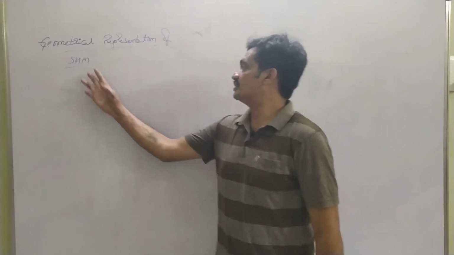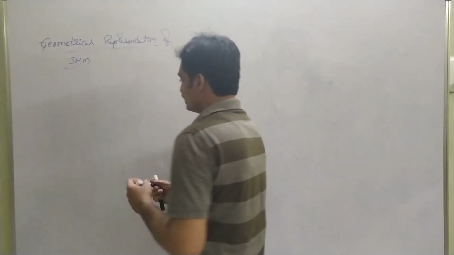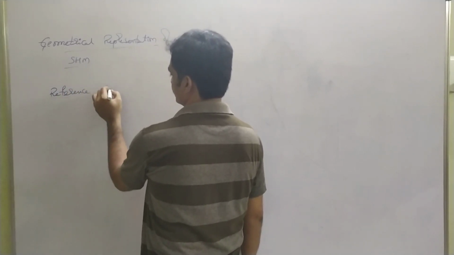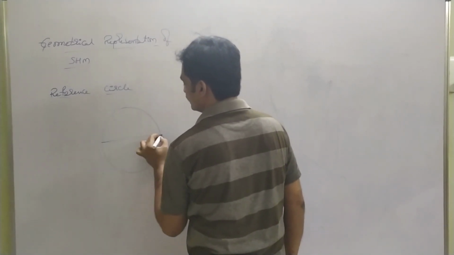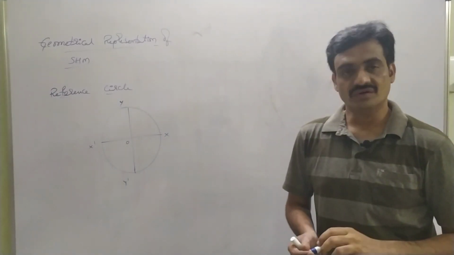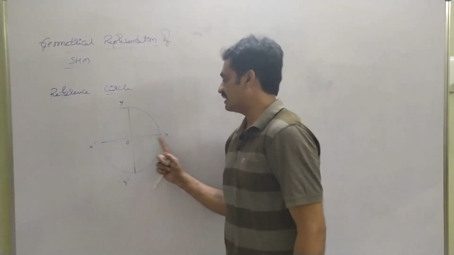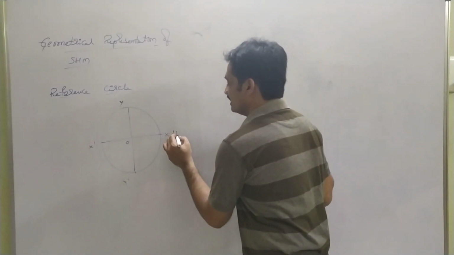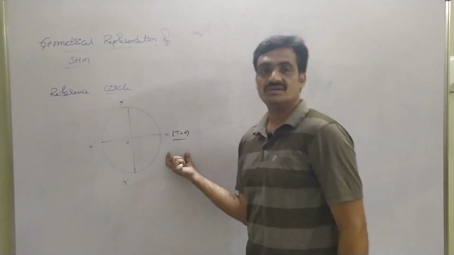Now we are going to discuss the geometrical representation of simple harmonic motion. For this, we consider a reference circle with diameters XOX' and YOY'. When the particle is at this position along the diameter OX, we represent the time as t equals 0.